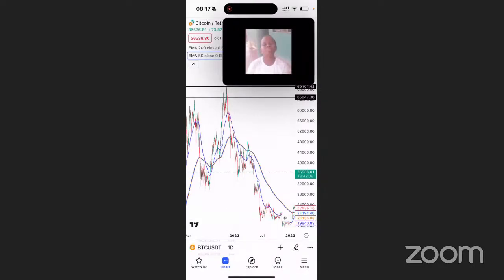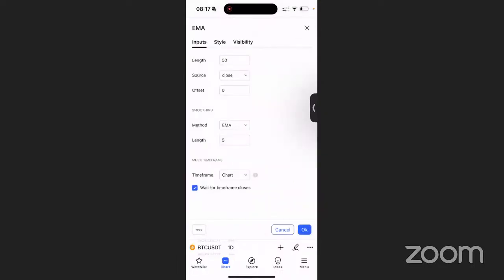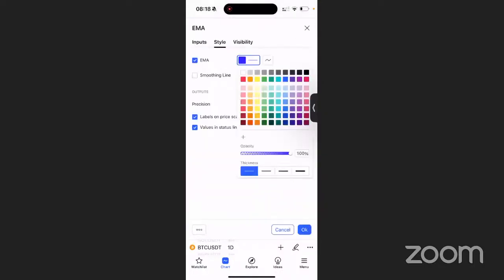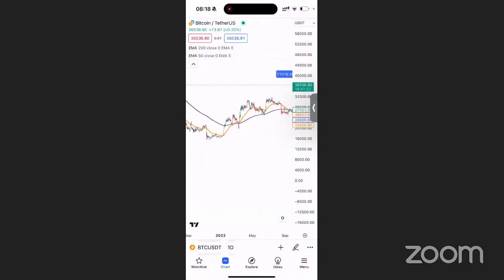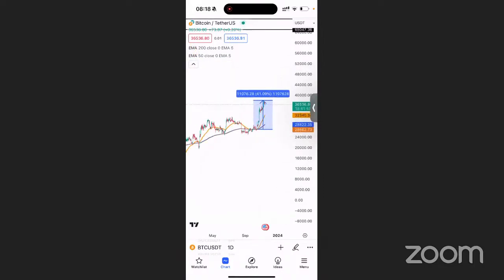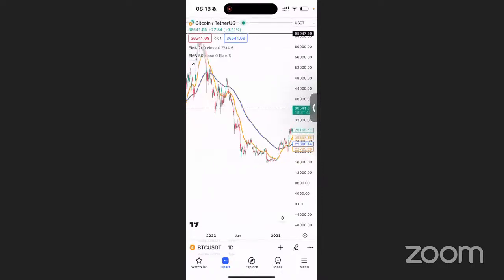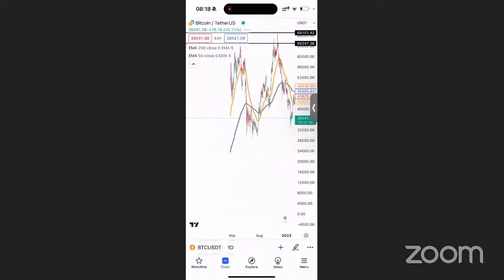I'll turn the color settings. Style, turn this blue to orange, increase the thickness, good to go. Now, ladies and gentlemen, the major area is what we call a crossover, and it's called a golden cross.